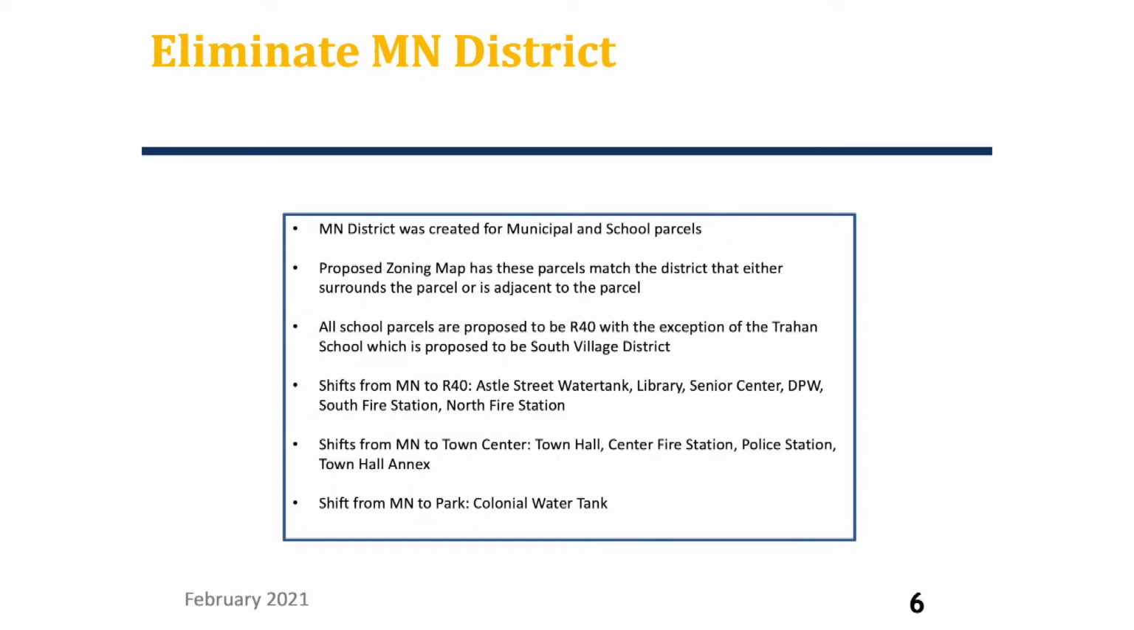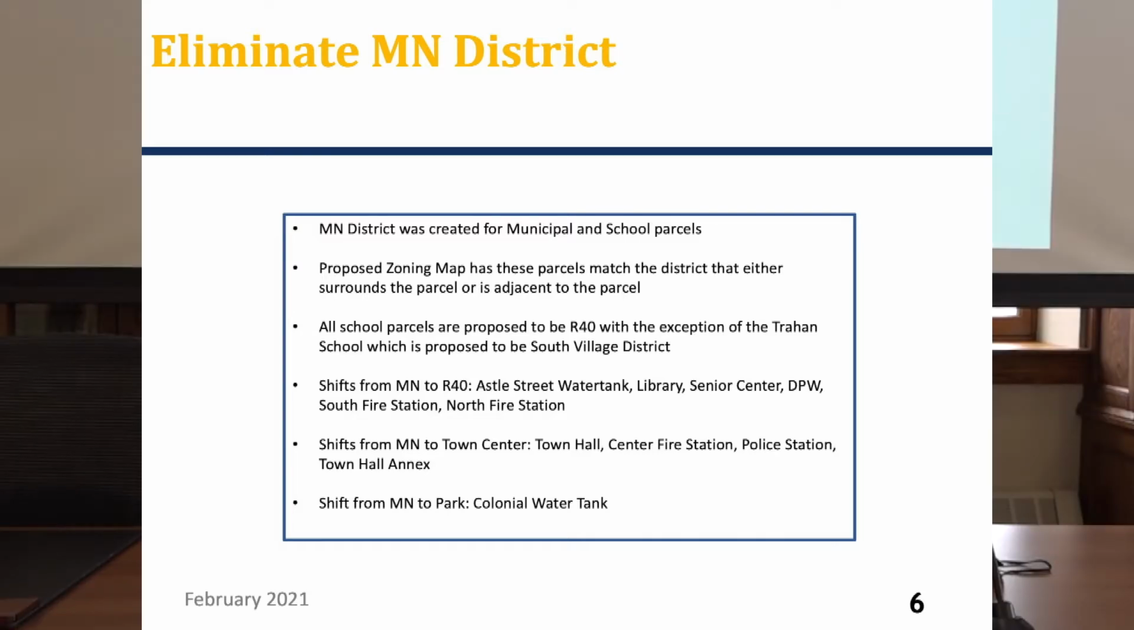In eliminating the municipal district, just a brief discussion about that. The district was originally created for municipal and school parcels. The new proposed zoning map has these parcels match the district that either surrounds the parcel or is adjacent to the parcel. All school properties are proposed to be R40 with the exception of the Trahan School, which is proposed to be in the South Village District because it abuts that district and also would allow for the same type of uses as R40. Shifts from municipal to R40 include the Astle Street water tank, library, senior center, DPW, South Fire Station, and North Fire Station.